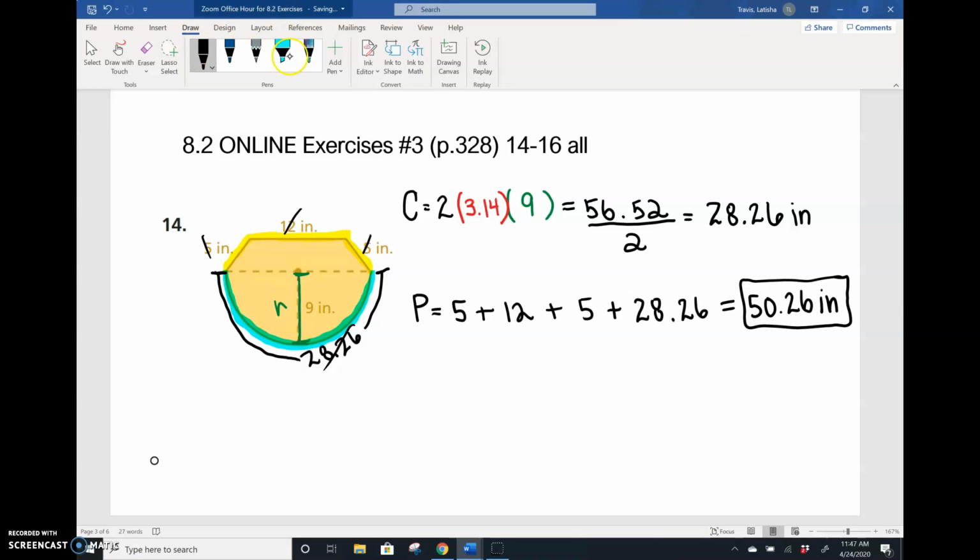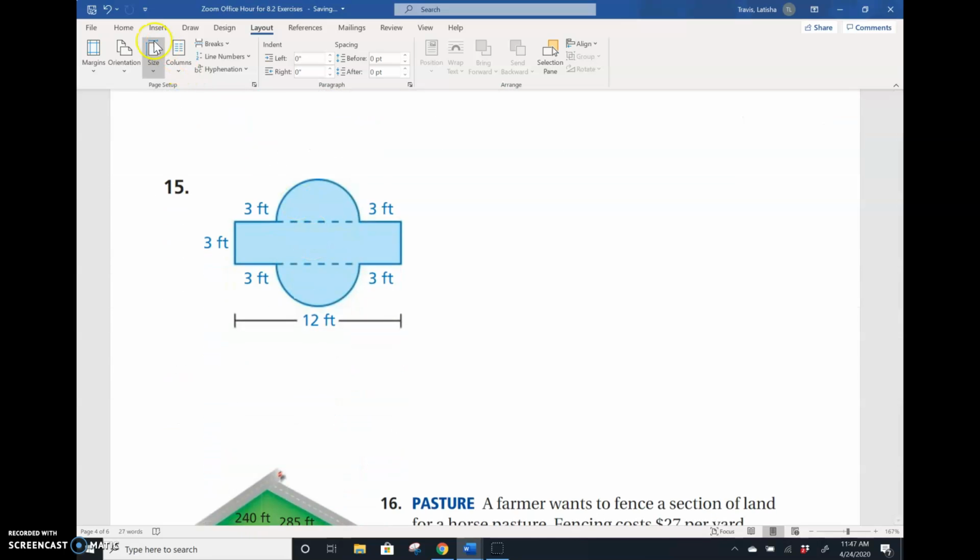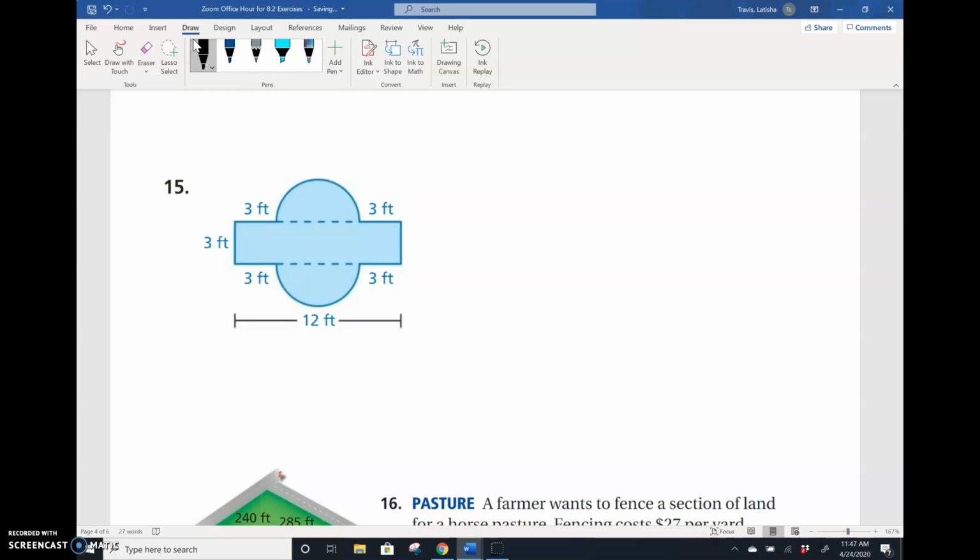So scrolling up, we're going to move on to number 15. Number 15 involves a figure that has two semicircles in it, and I'll highlight those perimeters in blue. If we were able to put these two semicircles together, they would equal a full circle. So all in all, we're dealing with a full circle here in this figure.